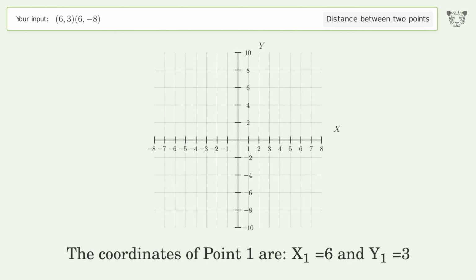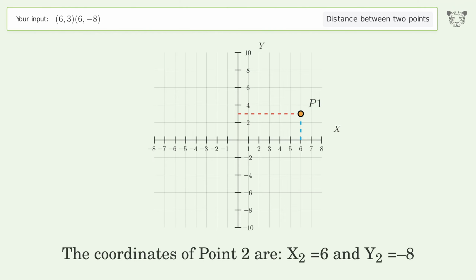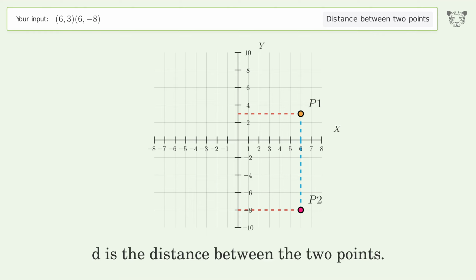The coordinates of point 1 are x1 equals 6 and y1 equals 3. The coordinates of point 2 are x2 equals 6 and y2 equals -8. D is the distance between the 2 points.